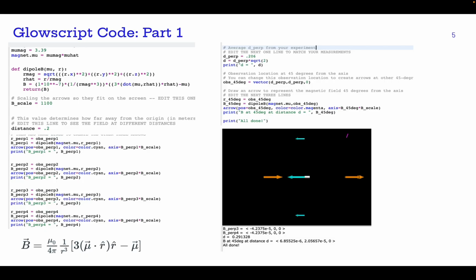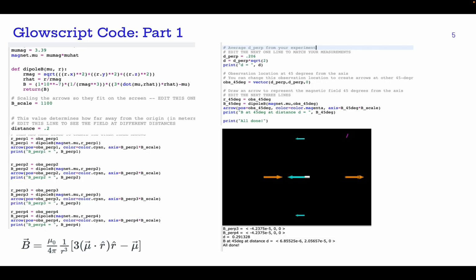And so to do this, essentially what I've done is I say r perp 1 or r perp some number is equal to whatever my observation point that I previously defined was, and b perp 1 is equal to the dipole function, the constant, which is mu mag or magnetic mu, which magnetic mu is the vector version of the constant because it's multiplied by mu hat. And then we also input the observation location that we just got, and then once we get a result from that, we scale it up, and that is how we get our magnetic field vectors at various observation points.